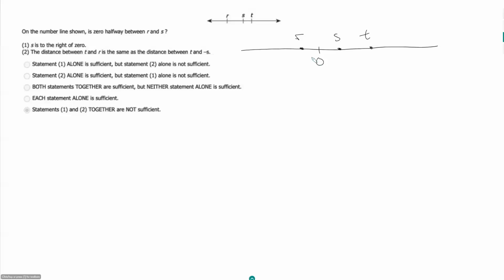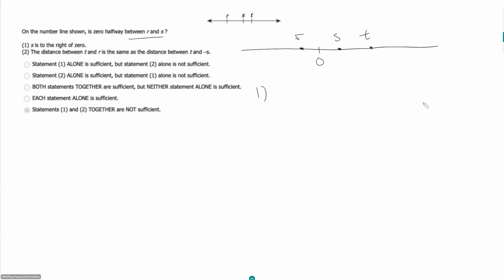That would have to mean R is negative and S is positive, but R and S are equal in magnitude. So R is negative and S is positive, but the absolute value of R is equal to the absolute value of S. Or you can think of it as the average of R and S. Is R plus S divided by 2 equal to 0? Which is really just the same as saying, is R plus S equal to 0? So those are all different ways of rephrasing the same question.